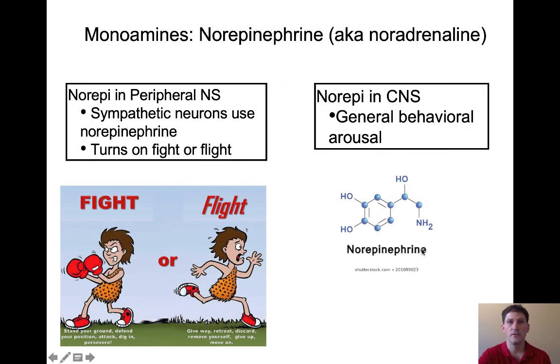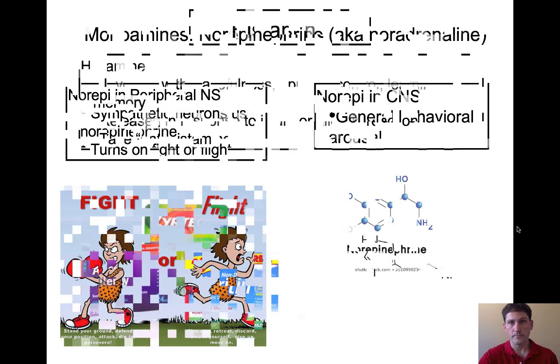Norepinephrine and epinephrine are used in our fight or flight responses in our sympathetic nervous system. So this is going to stimulate us, get us ready to get amped up and fight if something's coming at us, or run away as fast as we can.